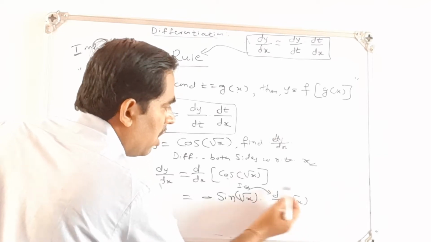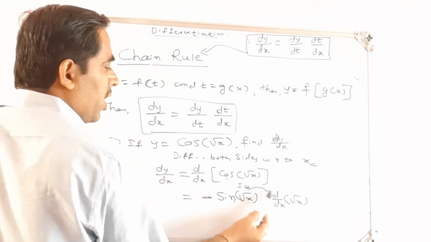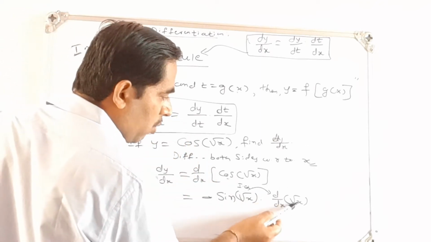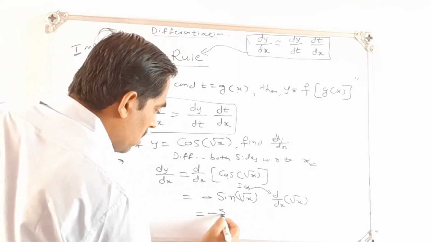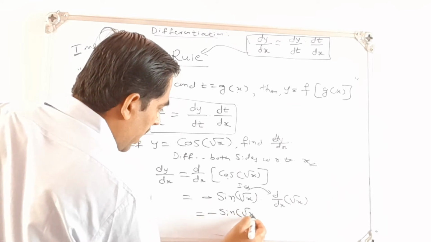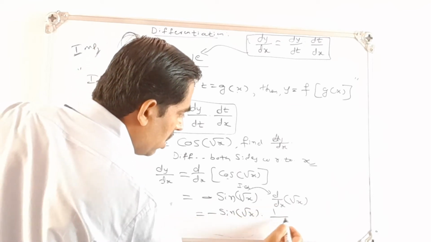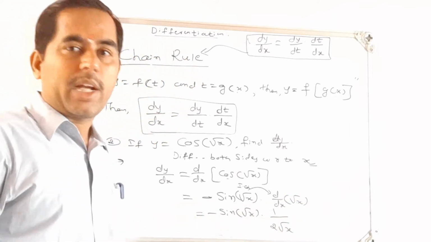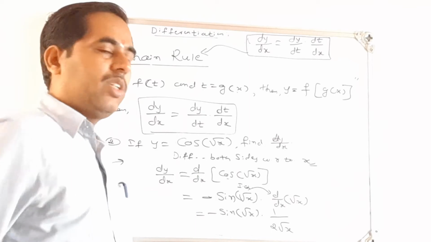A lot of students will make a mistake here. They don't write this, they simply write minus sin root x. Where is the derivative of root x here? So that is minus sin root x into the derivative of root x, which is 1 by 2 root x. That is the standard formula, 1 by 2 root x. So this is the derivative of cos root x.